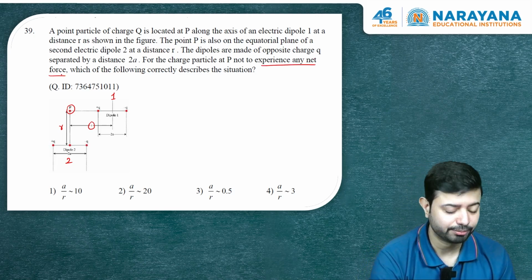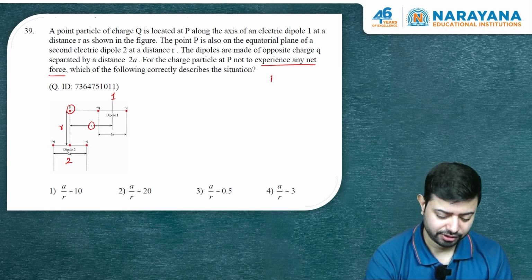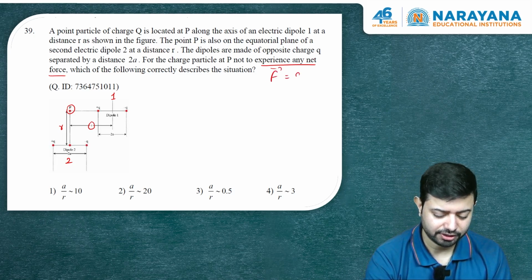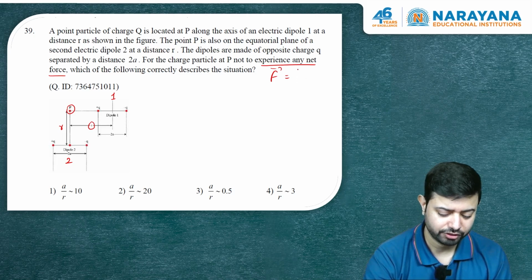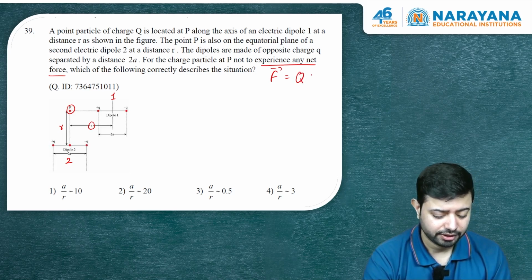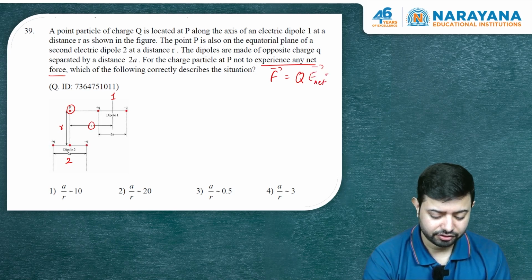This is an important statement, no net force. And how do you write down the net force? When you write down the net force, it is nothing but the charge, whatever charge you are keeping there, here let us say capital Q, into the net electric field. This is 0. So, therefore, the net electric field has to be 0. We have to start by this.